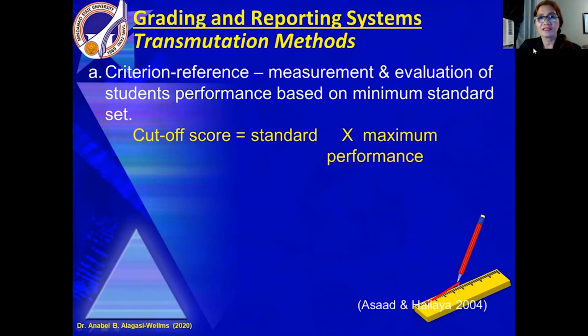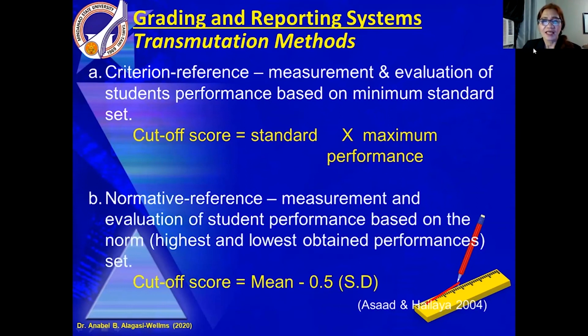If the test is 100, it's a criterion reference. Prior to giving the test, you already decided, because you have already designed your grading and reporting systems, that you follow the 50% passing. So if the test is 100 items, 50 correct answers is the passing. So you have to get at least 50 above. So that's criterion reference. Another method is the normative reference.